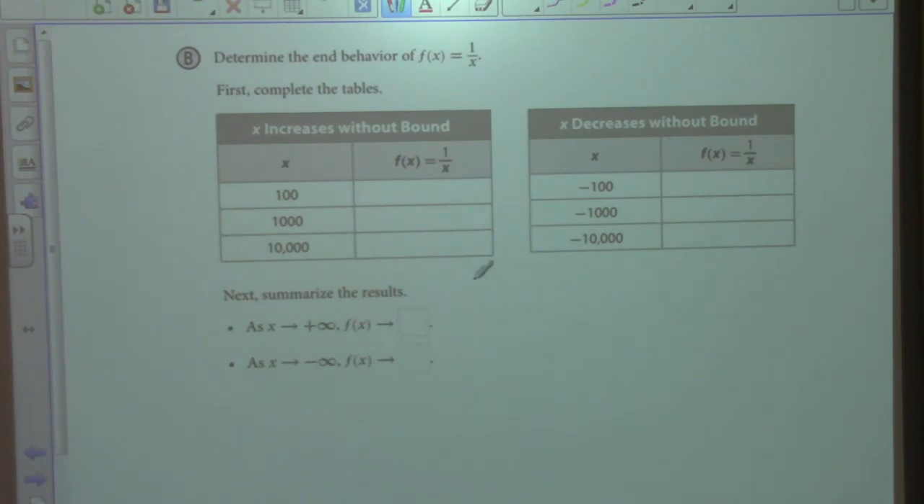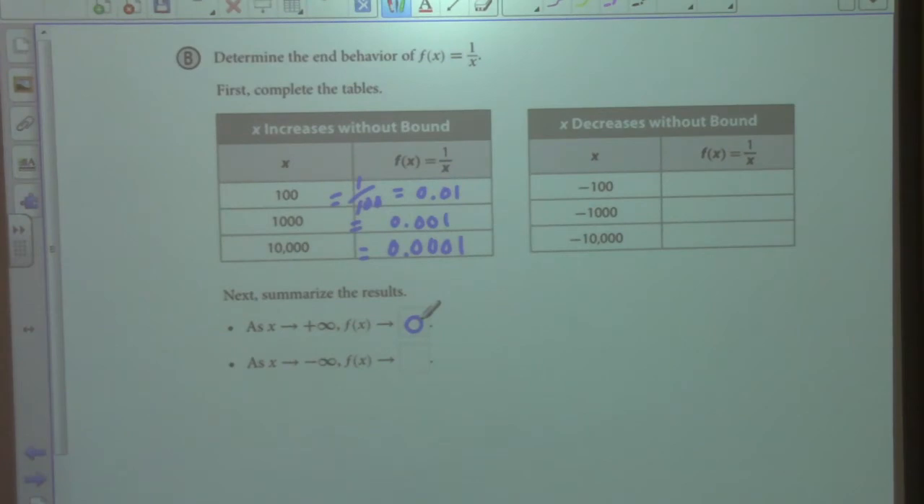Next, we're given a couple of tables here to work with, and these represent end behavior: what happens as x gets larger and larger. They start out with 100. If you plug 100 into this function, what do you get? 1/100, which in decimal form is 0.01. The next one is 1/1000, 0.001. Next is 0.0001. And so as x approaches infinity, f of x approaches 0.